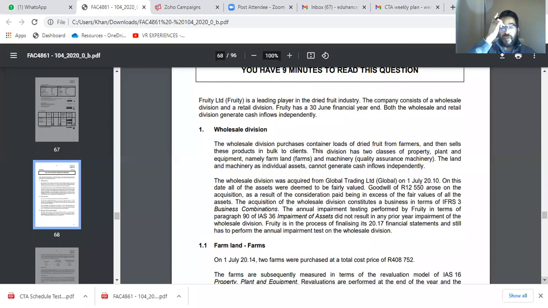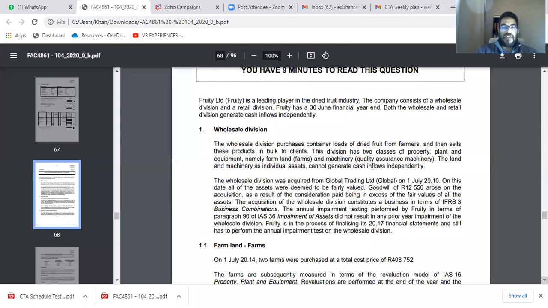So they have two classes of PPE, and they're telling you that each class cannot generate cash inflows independently. Therefore, we cannot test the assets for impairment on their own as individual assets. We have to test the assets for impairment as part of a cash generating unit. And remember, a cash generating unit is the smallest group of assets that can generate cash inflows independently. So in this case, that is the wholesale division.